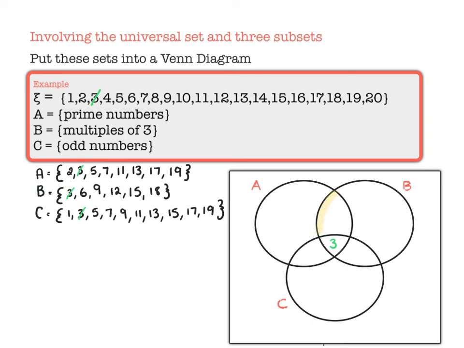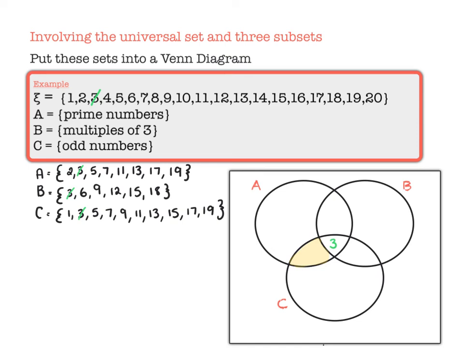Next we're going to look at this section here, which is the crossover between A and B. So are there any numbers between A and B that are in the same? Now there is one number, which is 3, but we've already dealt with it. So we're going to move on.